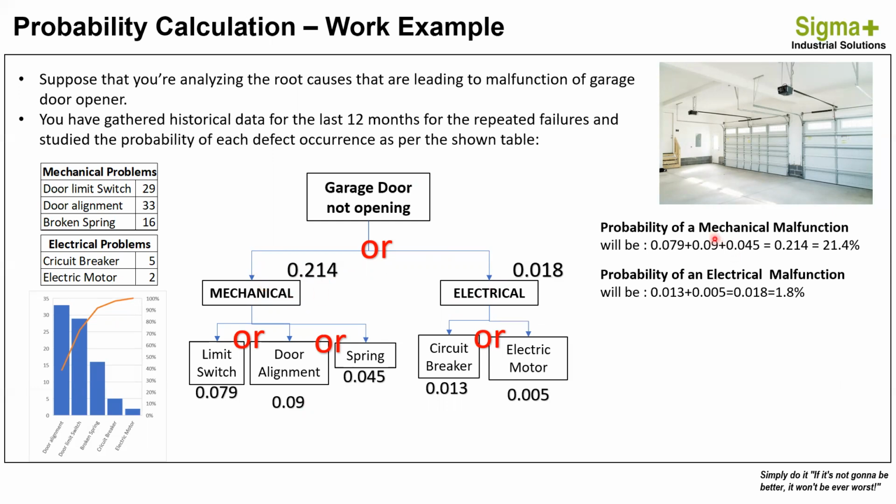system, right? And I can also calculate the total reliability of the garage door, or the probability of failure within a year, which will be the sum of the probability of mechanical malfunction plus the electrical, which will be equal to 0.232 or 23.2%. I can state that there is a probability that the garage door will have a problem of 23.2% within a year.